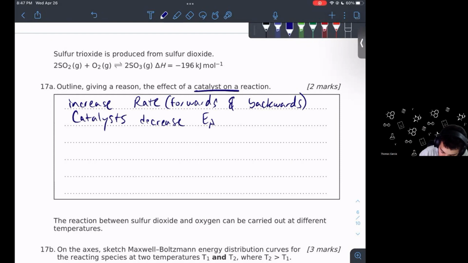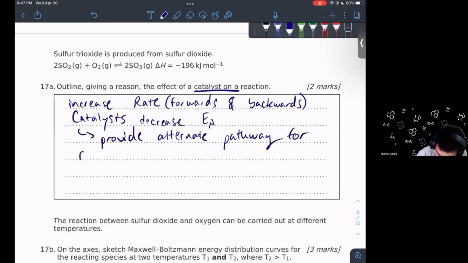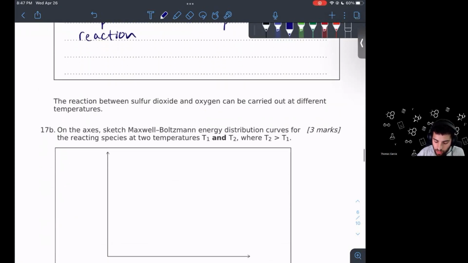You can also get points by saying catalysts provide an alternate pathway for reaction. You can get 2 points for this, and any two of those three will get you those points. All right, moving on to 17b.